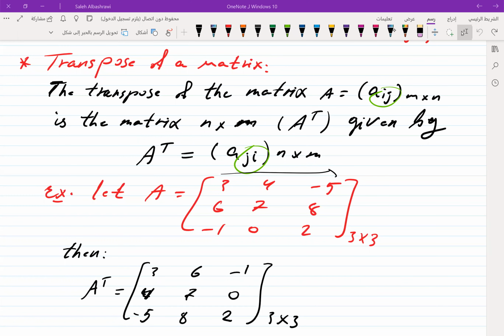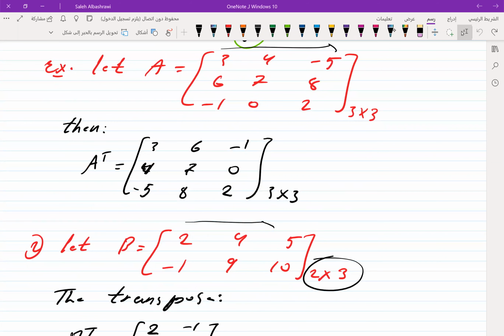Bismillah ar-Rahman ar-Rahim. In the last part, we finished the lecture with the definition of the transpose of a matrix. We said that to find the transpose of a matrix is just to convert the rows into columns, and we gave two examples of how to find the transpose of a given matrix.